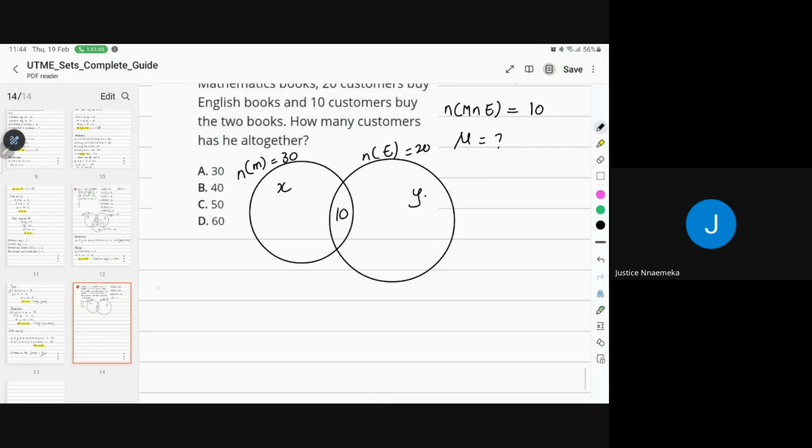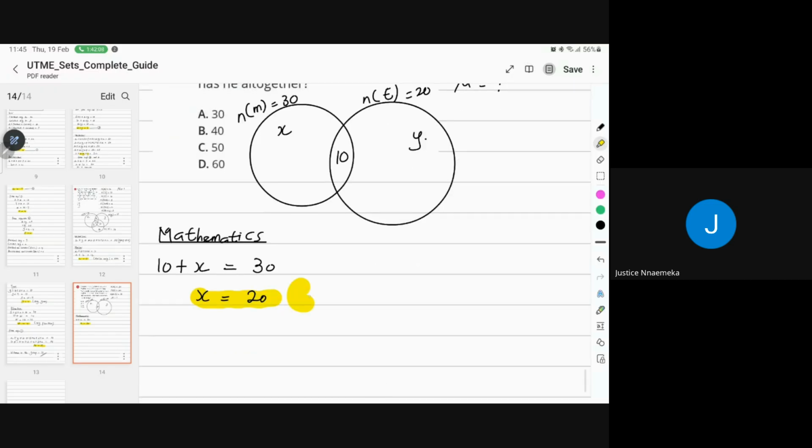If you do those 2 equations, for mathematics, it means that you're going to subtract something right here. So for mathematics, you're just going to have 10 plus X is equal to 30. So X is equal to 20, right? So that means you have maths only, right? Good. This is mathematics only.